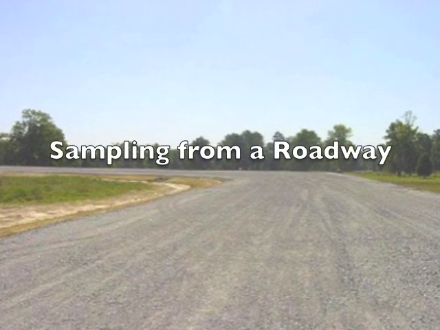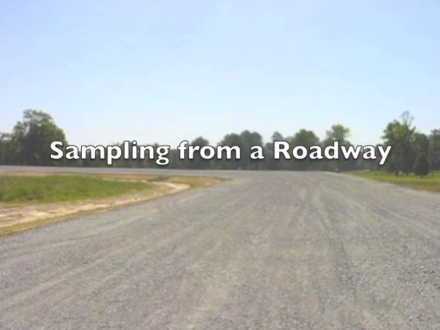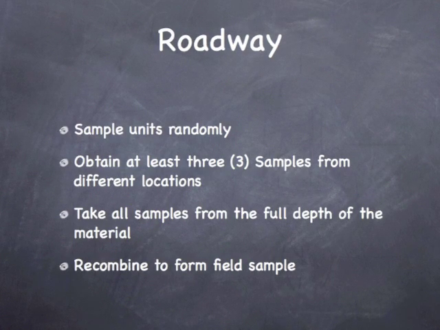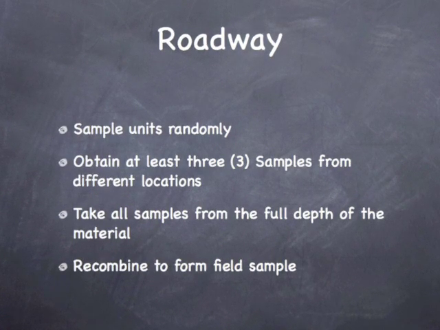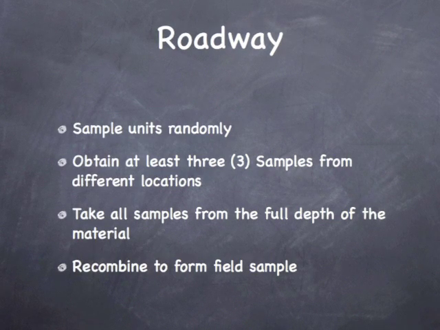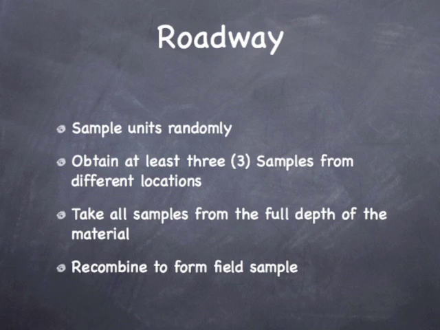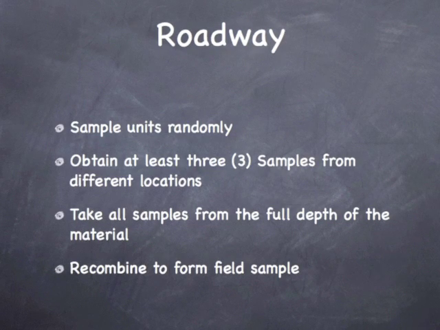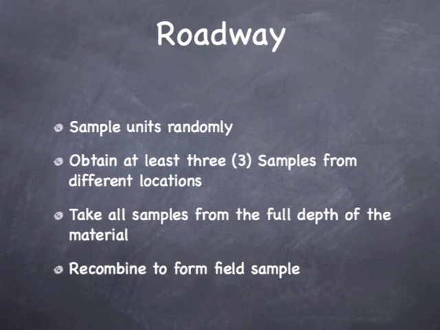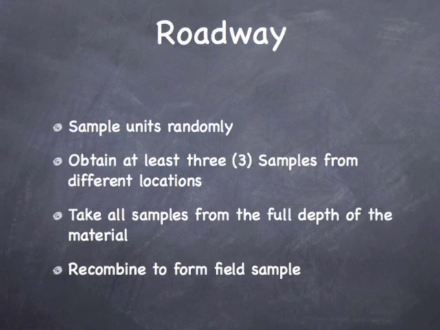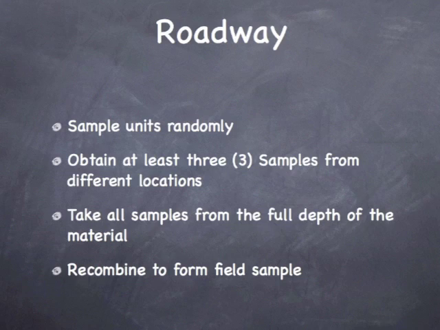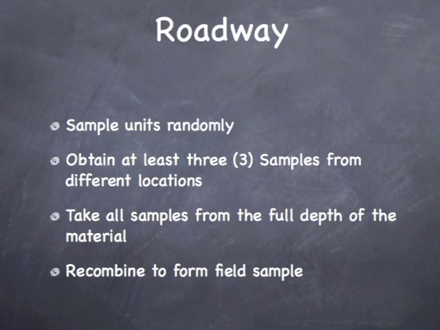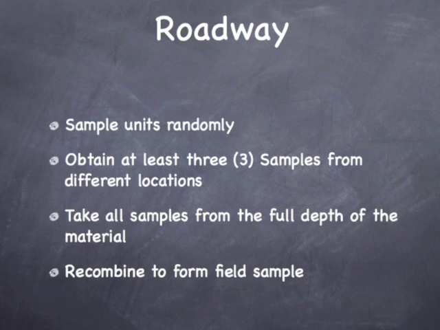And the final procedure is sampling from a roadway. When sampling from a roadway, we want to be sure to take our sample units randomly. We also want to obtain at least 3 increments from various locations along the construction site. Also, be sure to take all samples from the full depth of the material. And finally, we want to recombine these increments to form our field sample.